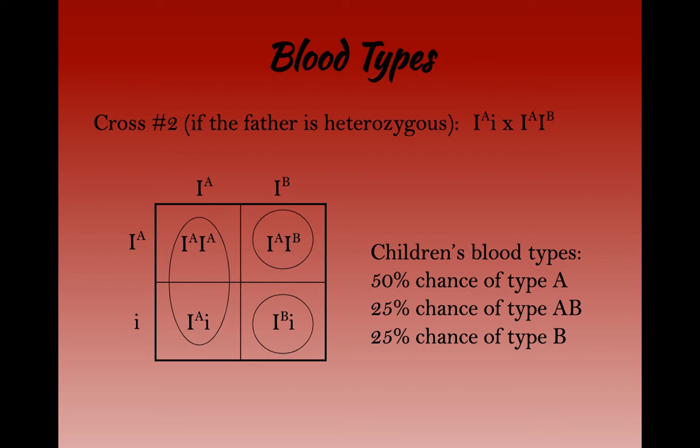In this situation, the only way to get a type B blood type in the child is if the father is heterozygous. So if this couple happened to have a child with type B blood, then you would know that the father is heterozygous. Whereas if they have a child with type A or AB, then you still wouldn't be able to tell what the genotype of the father was.